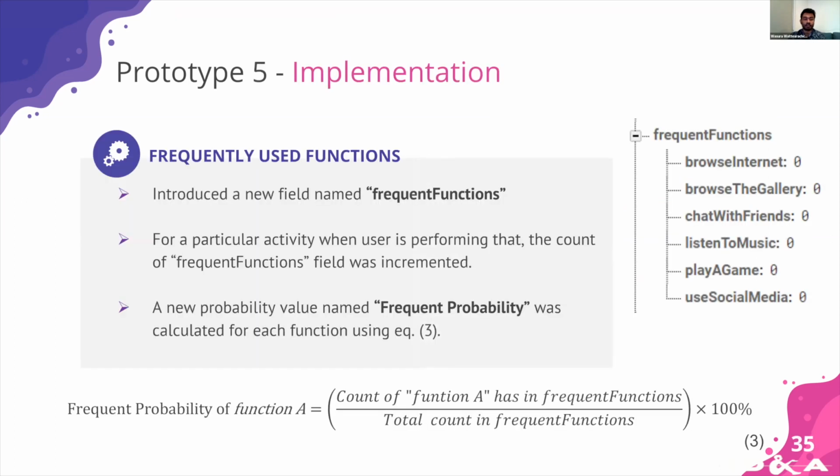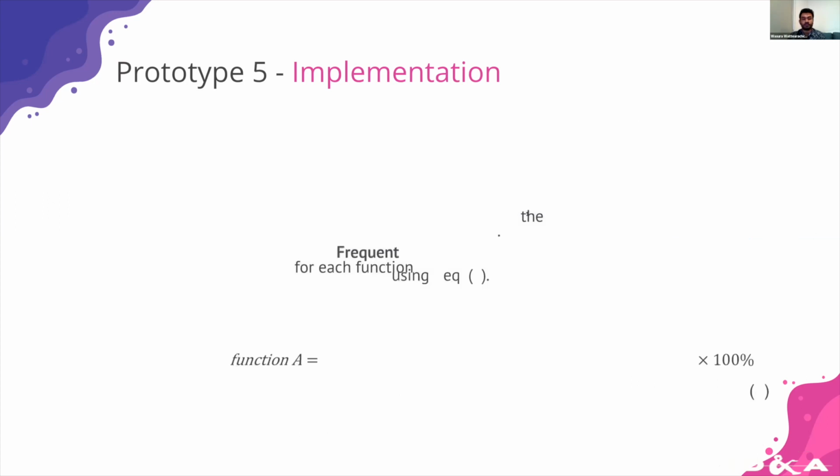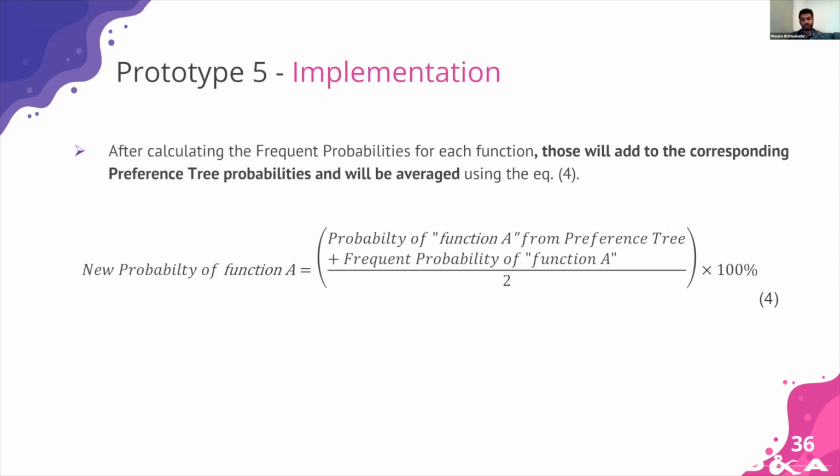Here we used the probability based on frequently and recently used functions as well. If a person tends to do certain functions more often, for example, let's say someone likes to listen to music more often, then that probability will be considered when suggesting the function. Both probabilities, the previous one and the frequent probability, will be averaged, and the function which has the highest final probability will be presented to the user.